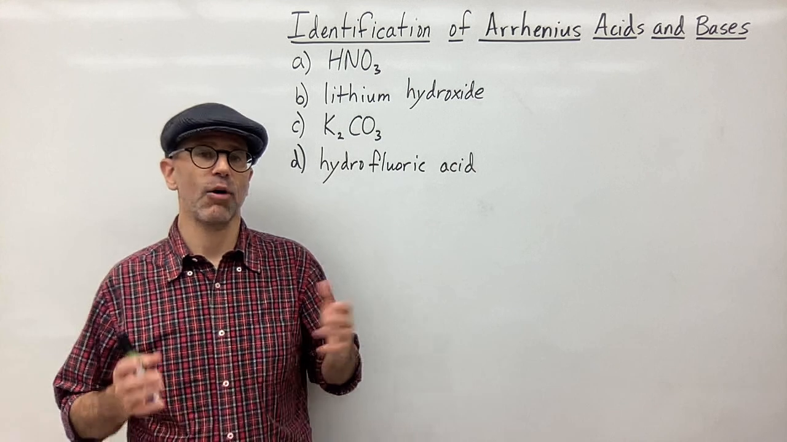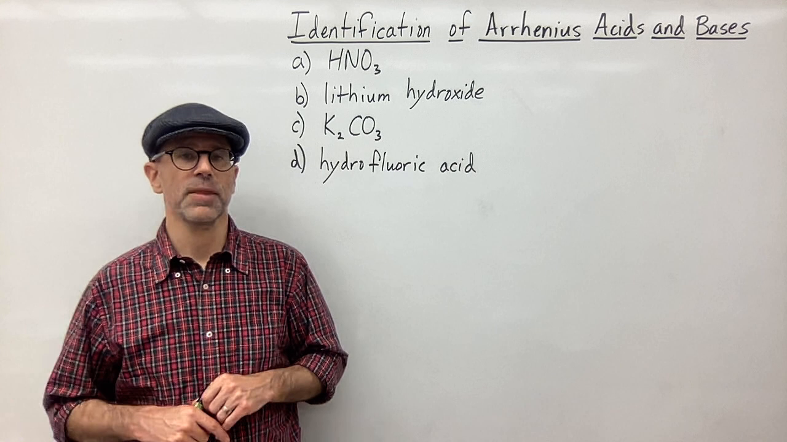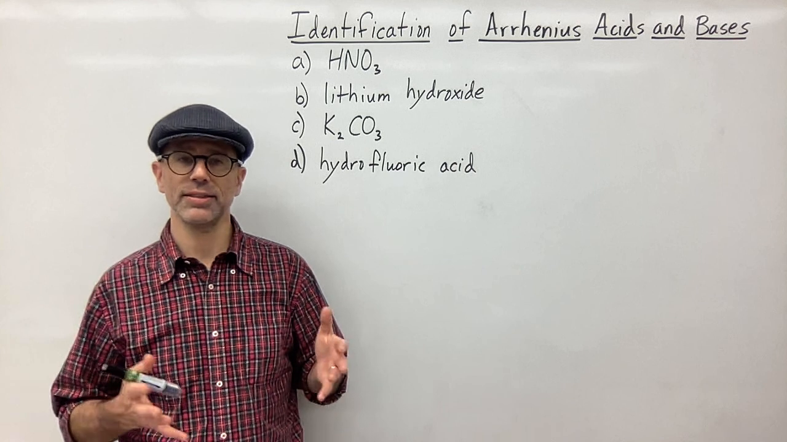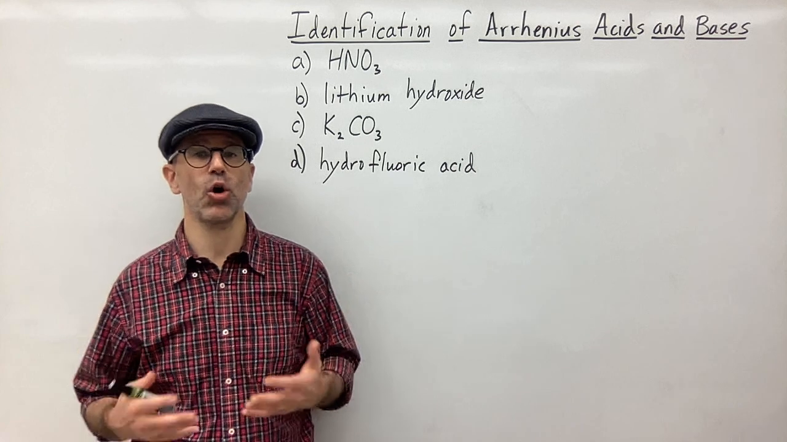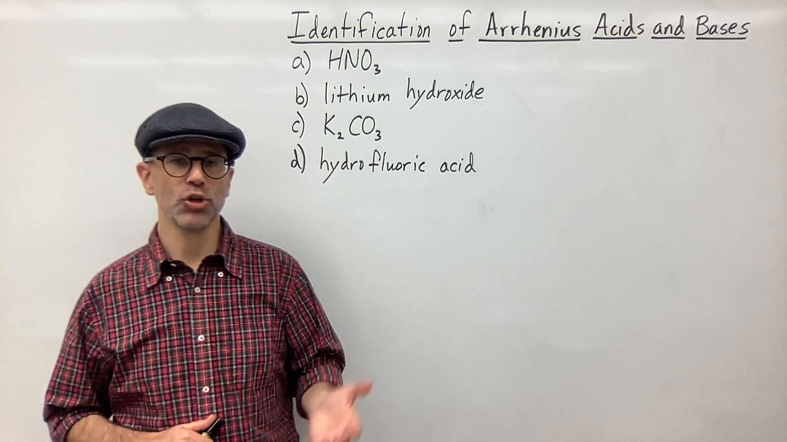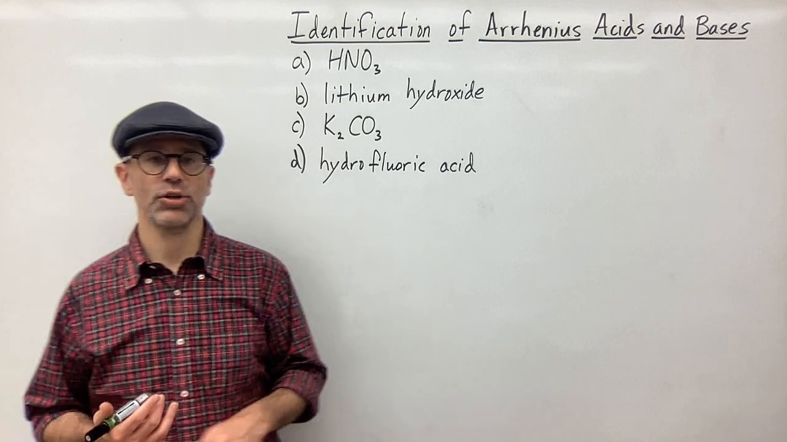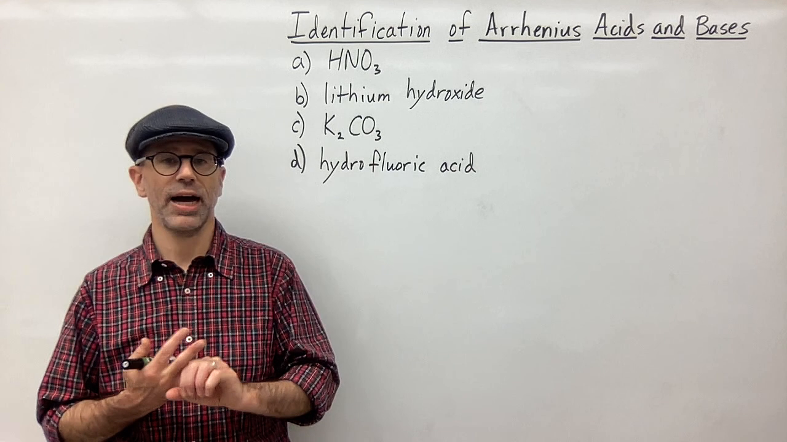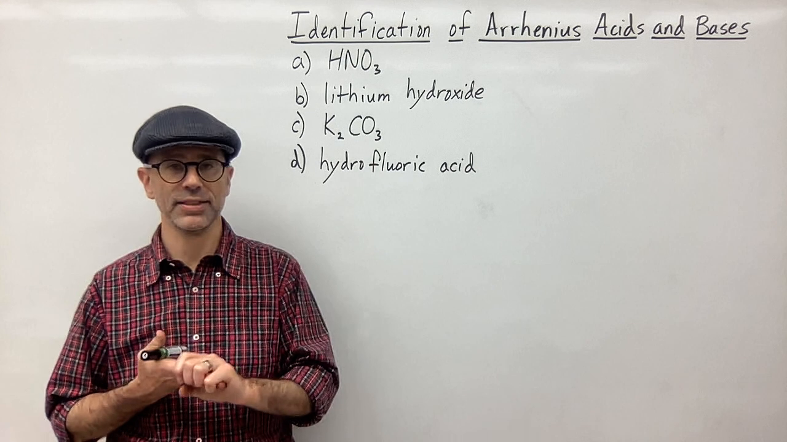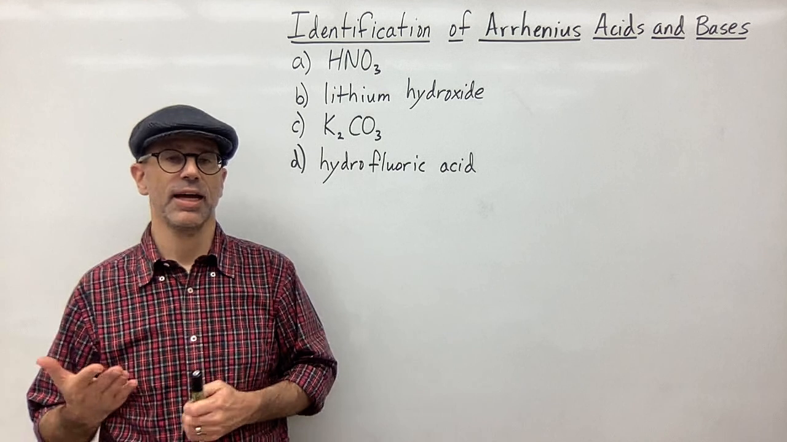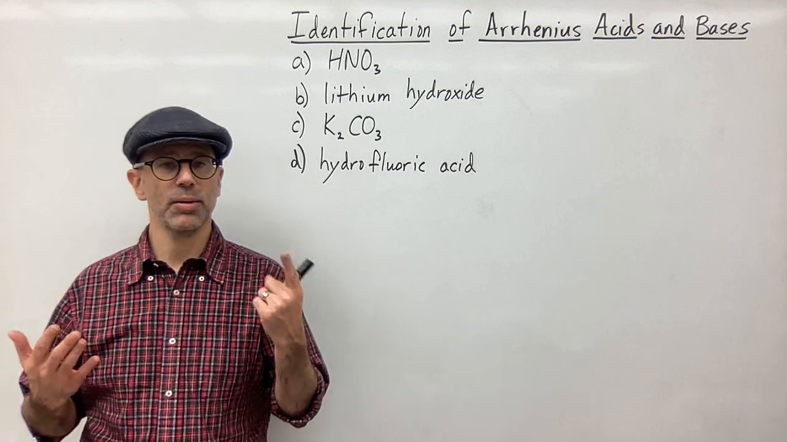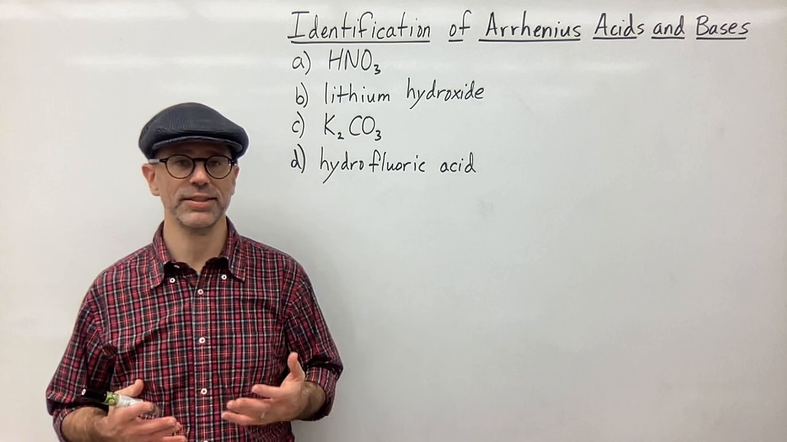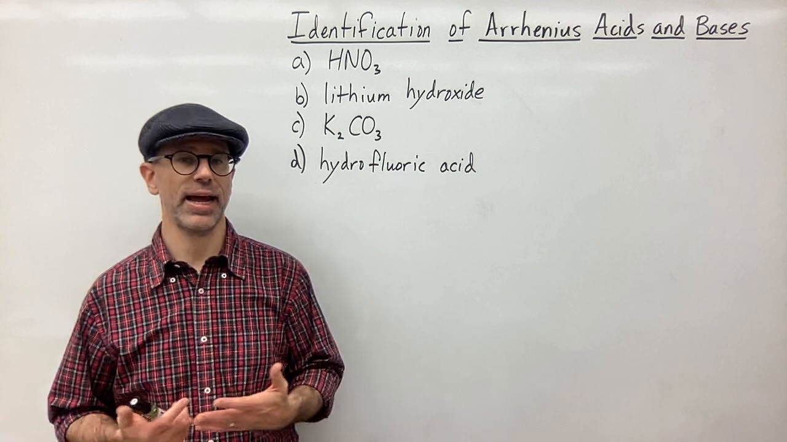Now, as far as strong and weak goes, the strong acids and bases have a list. There's a list of strong acids, there's a list of strong bases. You need to know what's on the list. So for the strong acids, there's 7 of them. There's going to be nitric acid, sulfuric acid, hydrochloric acid, hydrobromic acid, hydroiodic acid, and then you've got perchloric acid and chloric acid. So those are your 7 strong acids. Anything not on that list is a weak acid.